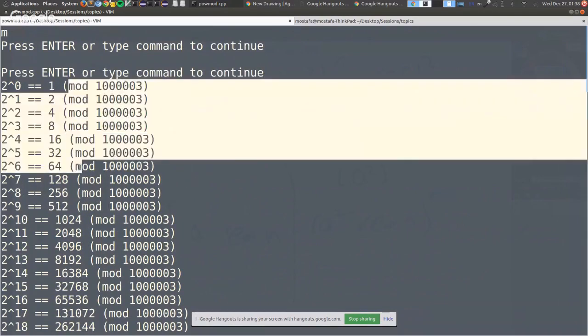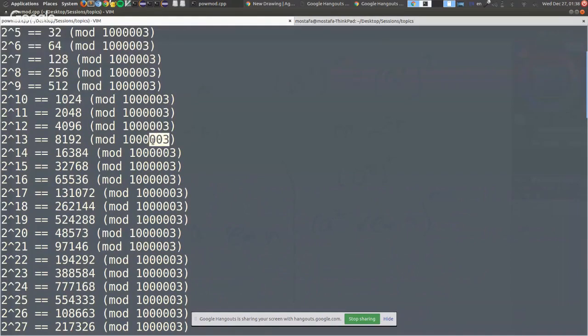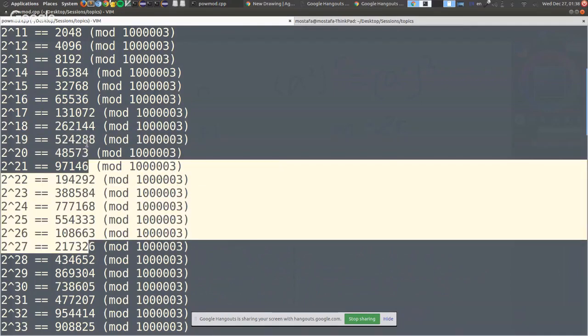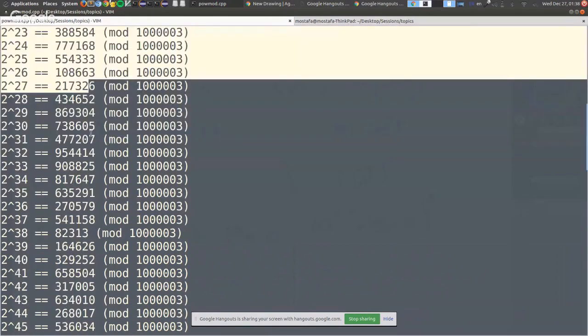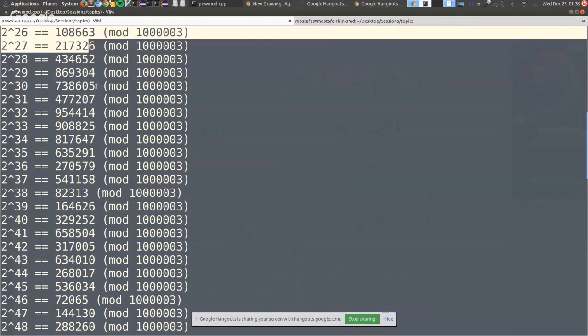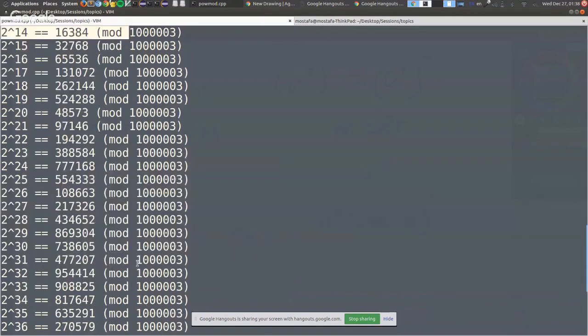Here you can see the powers of 2, as we expected, and they're all taken with remainder 1,000,003. So until here it goes as expected, and then the number after that is a million something. So basically it starts to go down again, and so on. The sequence stays. So basically this is the sequence, and here we see that the other function is also getting the same numbers.